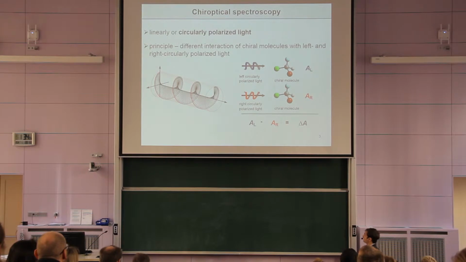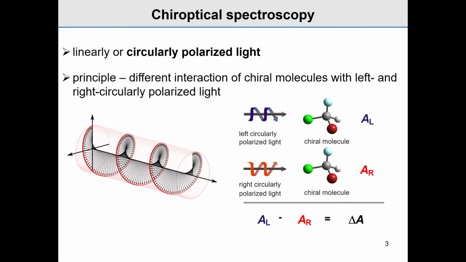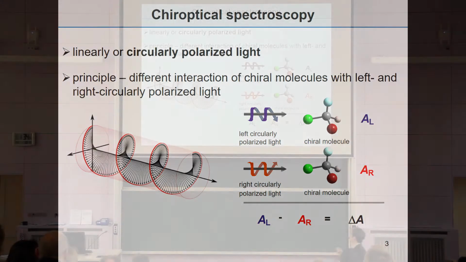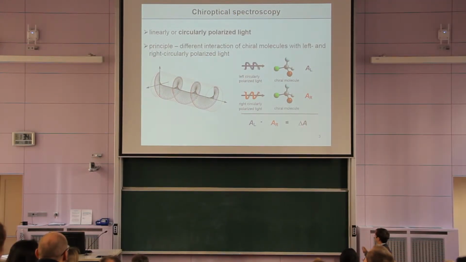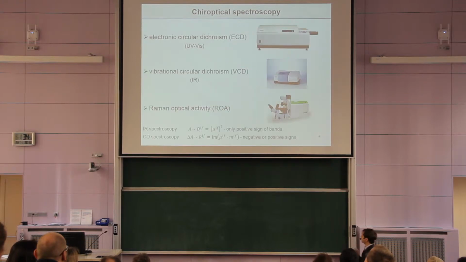Chiroptical spectroscopy is characterized by the use of linearly, or more importantly, circularly polarized light. The principle of chiroptical spectroscopy is the different interaction of chiral molecules with left and right circularly polarized light, which is schematically shown here. This delta A is the quantity we measure.